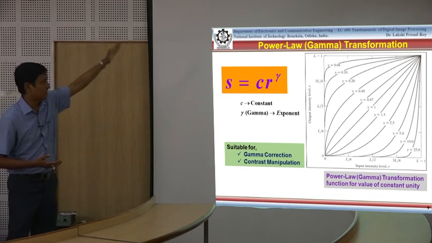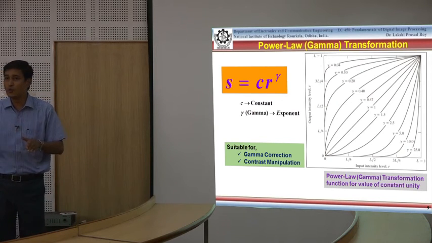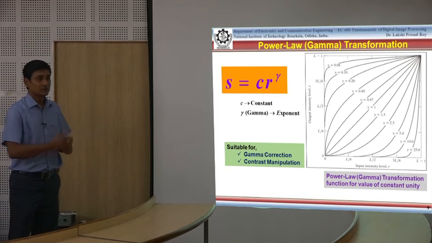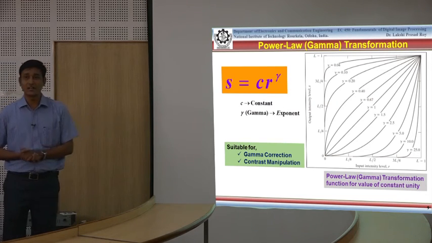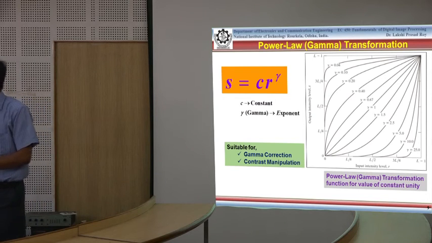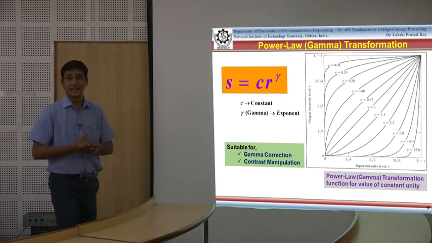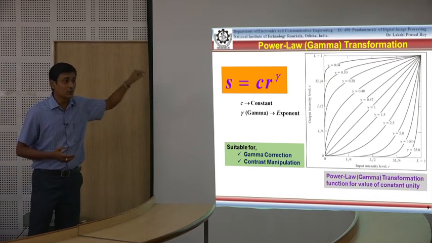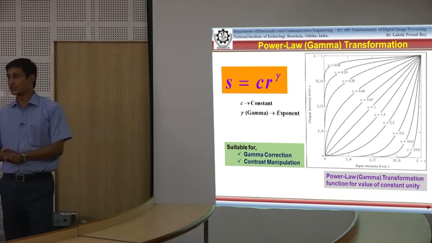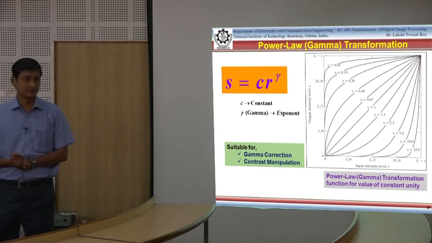Go for the fractional values. As gamma gets lesser and lesser, the curve becomes more and more steep toward the lower end. Similarly, you get the opposite thing for gamma values more than 1. So, if it is your desire to have a transformation of this kind, then you decide the gamma value which is to be taken there.